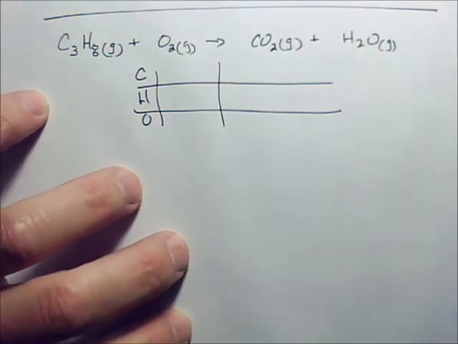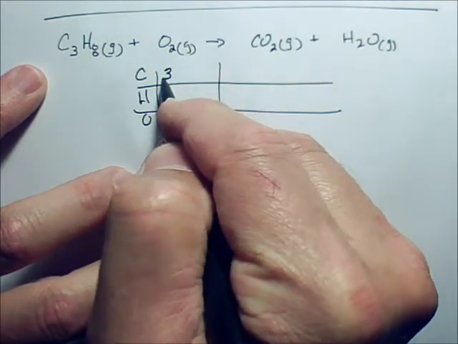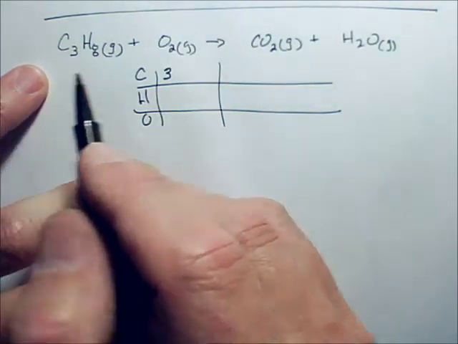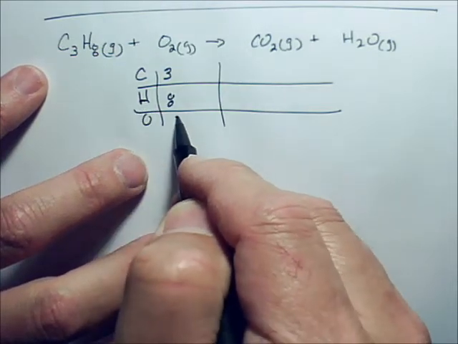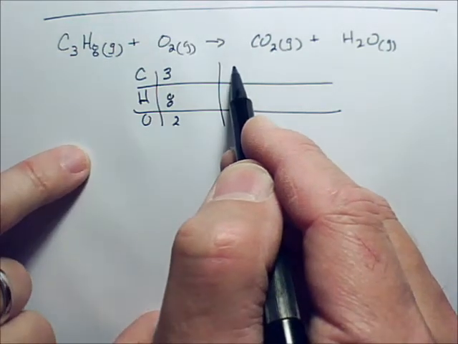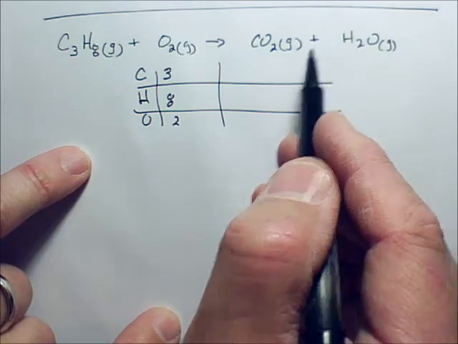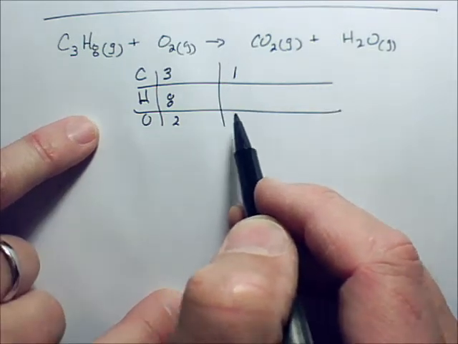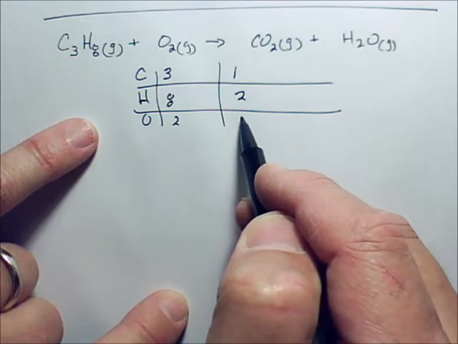All right, how many carbons do we have on the left side? 3. How many hydrogens do we have on the left side? 8. And how many oxygens? How many carbons on the right side? 1. How many hydrogens on the right side? 2. How many oxygens? 3.